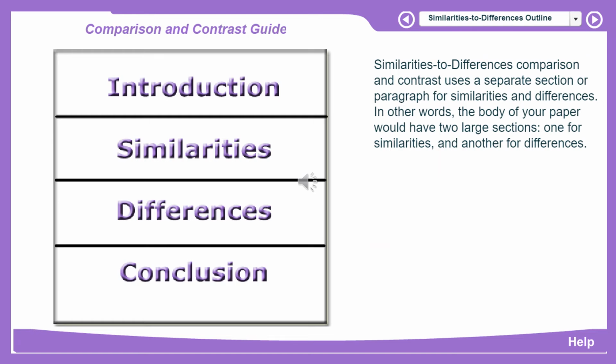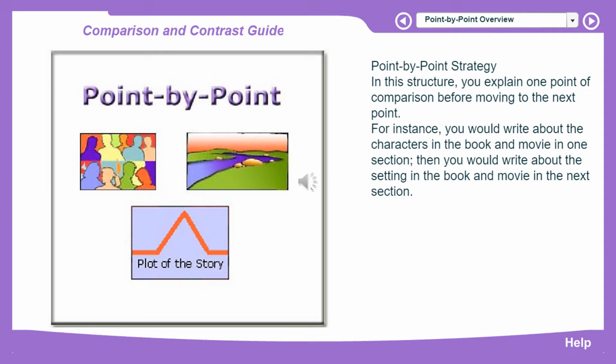Some authors choose to use similarities to differences. In this, they use two different paragraphs, first discussing how things are the same. The second paragraph would be how things are different. In a point-by-point strategy, you explain one point of each comparison before moving on to the next point. For instance, you would write about the characters in the book and the movie in one section. Then you'd write about the settings in the book and the movie in the next section.